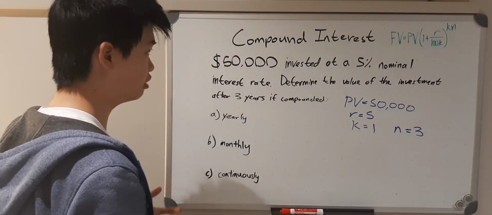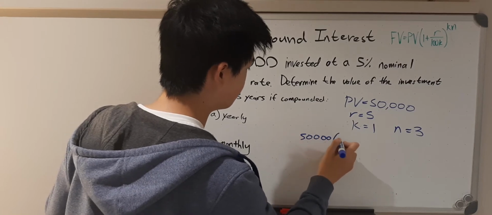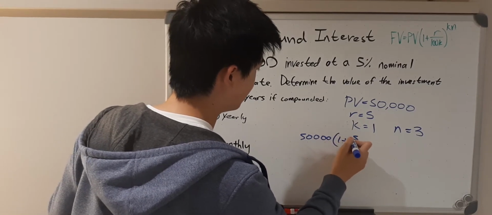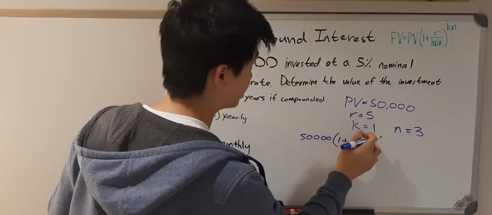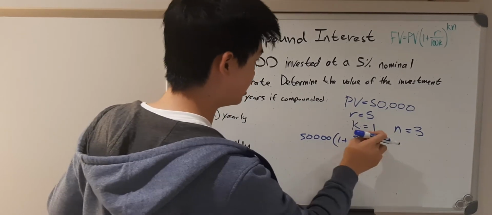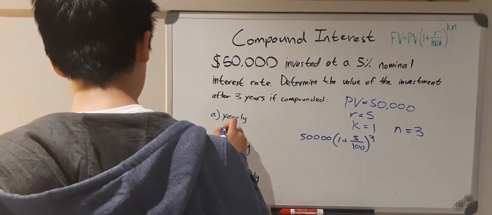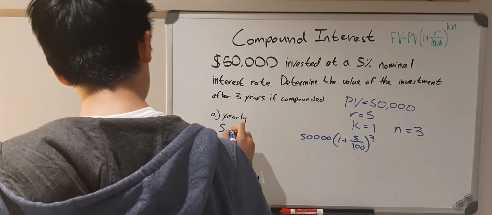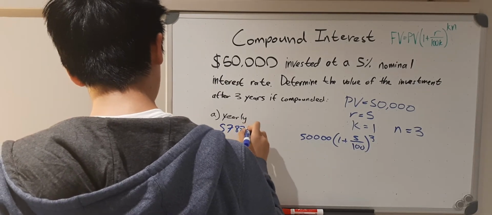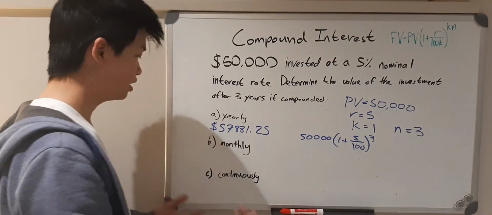Okay, so all we have to do is input this. So 50,000 multiplied by 1 plus 5 over, k is 1, so 5 over 100 to the power of k times n is 3. And if you type that into your calculator, you're going to get $57,881.25. So that's the answer to the first one.